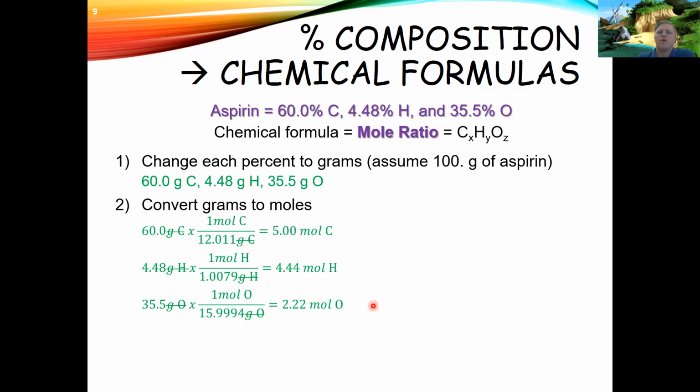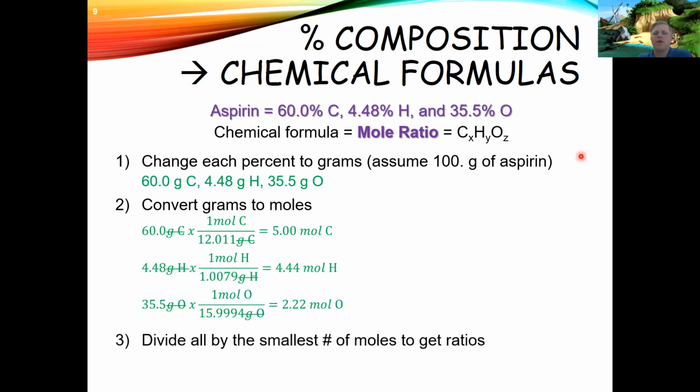We can't, though, in this formula, X, Y, and Z can't be fractions. We've got to get them into whole numbers. So the easiest way to do that is actually to divide by the smallest number of moles here. So oxygen has the fewest moles, it's got 2.22. So if we just divide all of these by 2.22, that gets us down to 1 mole of oxygen, 2 moles of hydrogen, and now 2.25 moles of carbon.